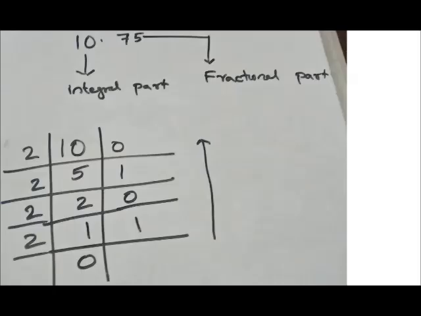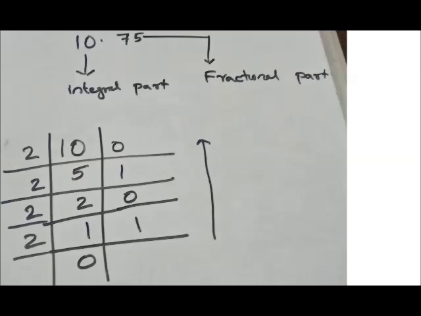Okay, here we are doing the continuous division of the integral part with 2. See the remainders. 10 divided by 2 gives you 5, no remainder, so it will be 0. Then 5 divided by 2 is 2 times and 1 is the remainder. Again 2 divided by 2 is 1 time, no remainder. Then if you divide that 1 with 2, it is not possible, so we have to write 1 as it is. Now we have reached a 0 there.